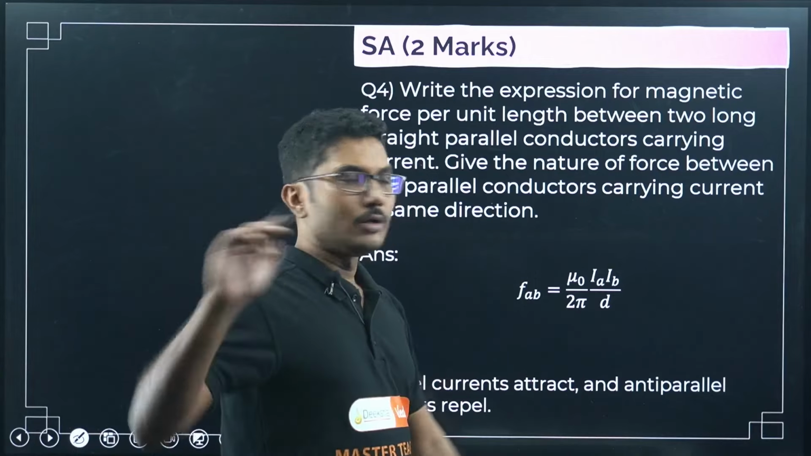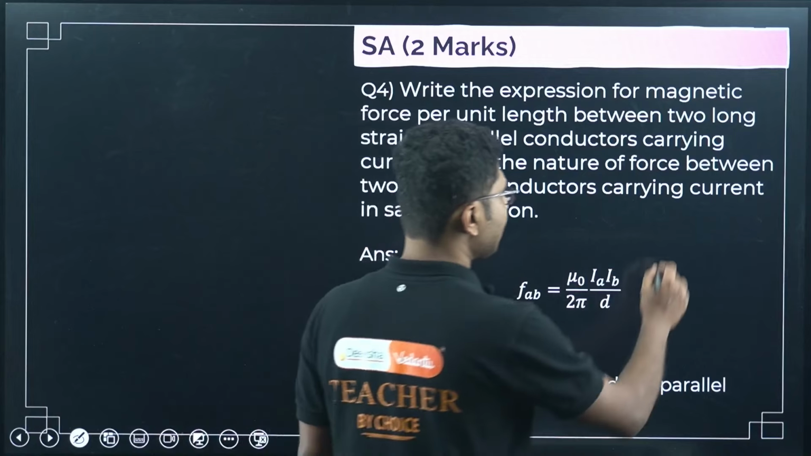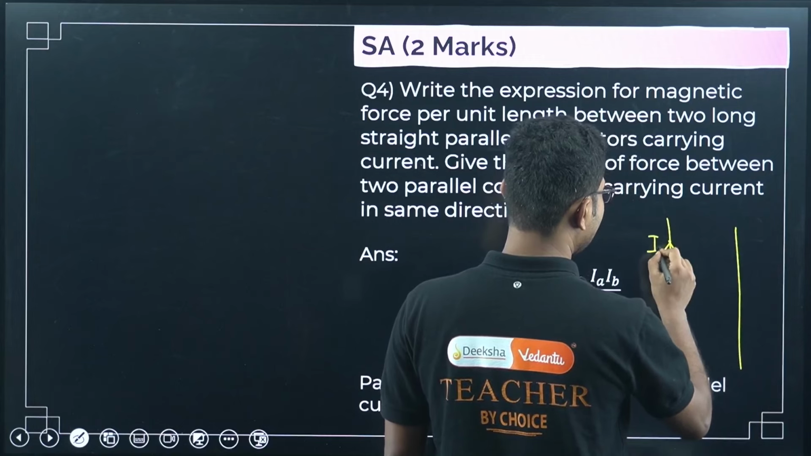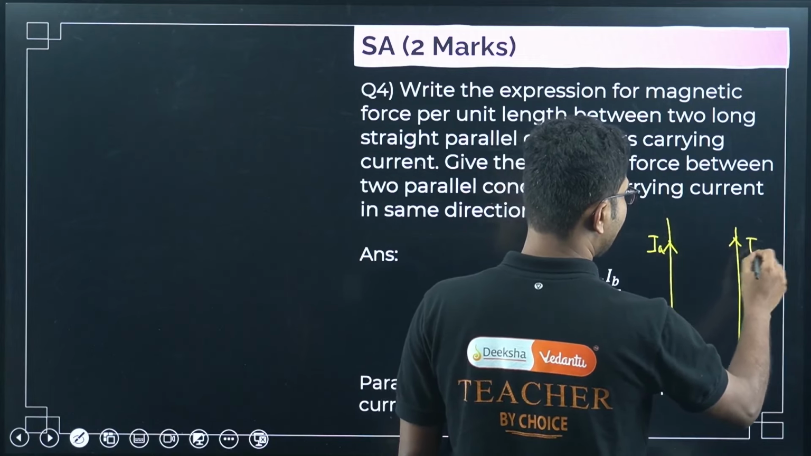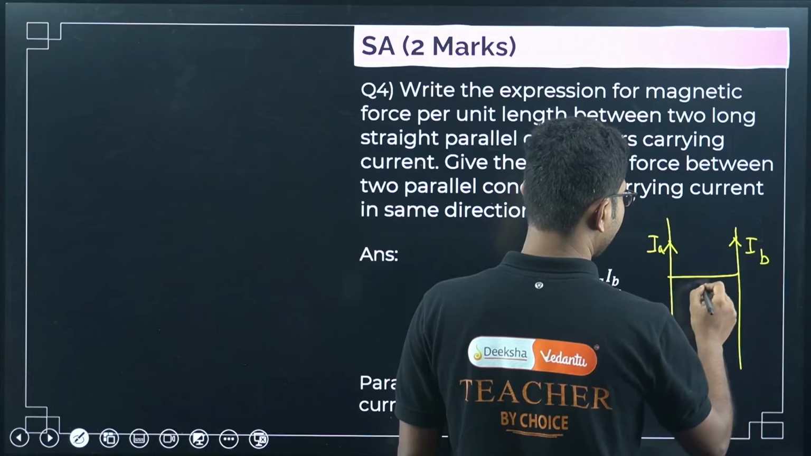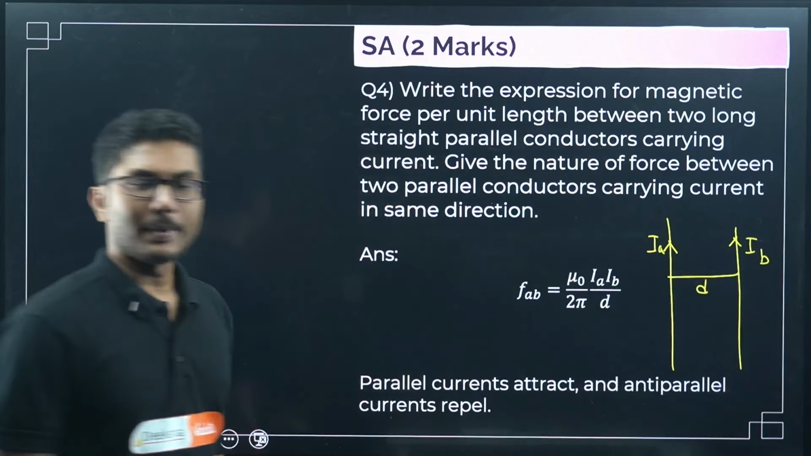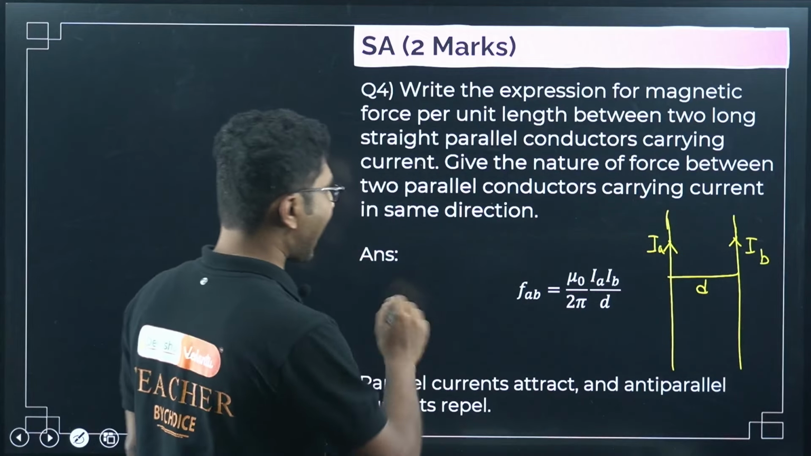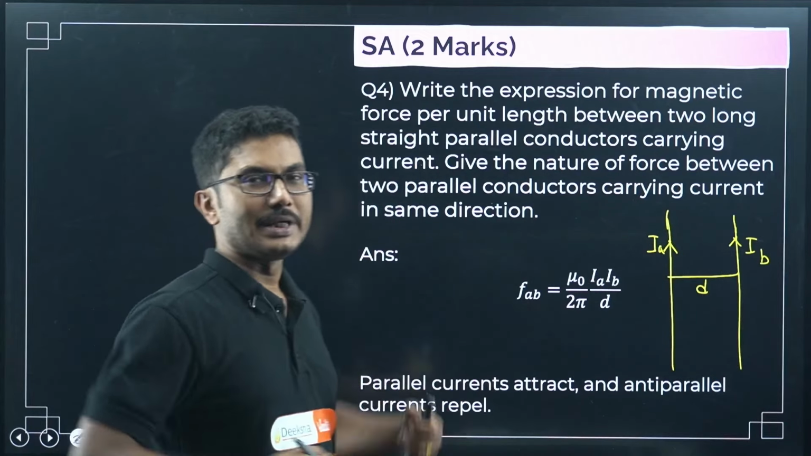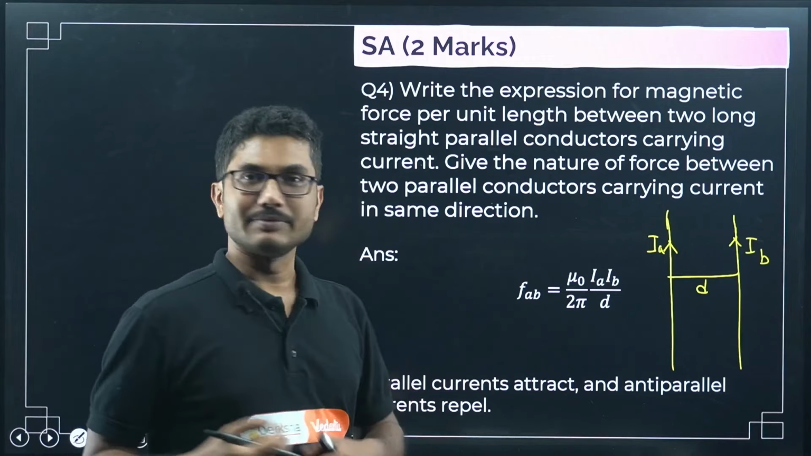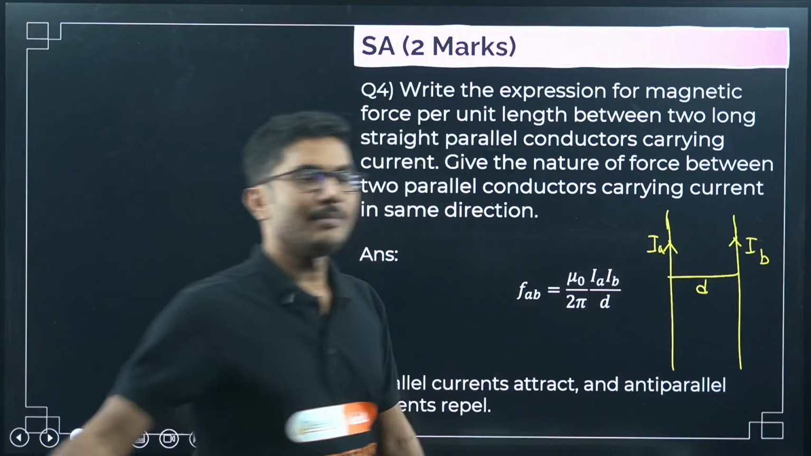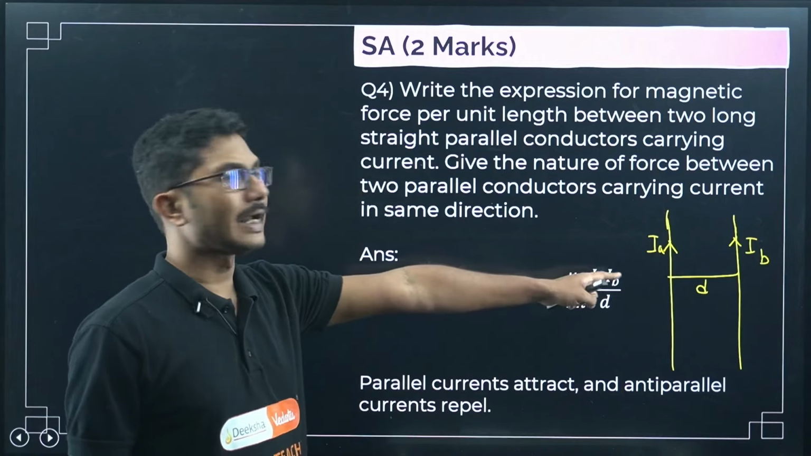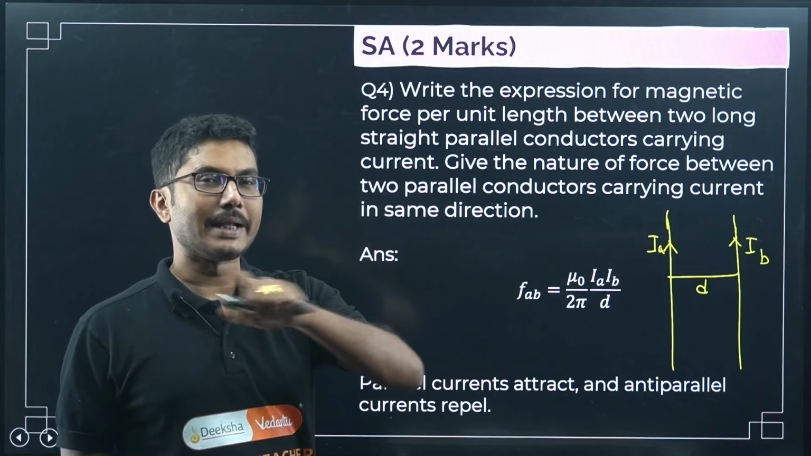Here either you can declare all the variables or you can simply draw one diagram. Okay, one wire is carrying current Ia in this direction, another wire is carrying current Ib in this direction. The distance between them is d. Okay, simple. If you draw this diagram, fine. Or you have to explain Ia is current through conductor A, Ib is current through conductor B, d is the distance between them. I guess if you draw this diagram, all those things are being taken care of, so you will get full marks. If you don't draw this diagram or don't declare the variables, they might deduct marks for this.